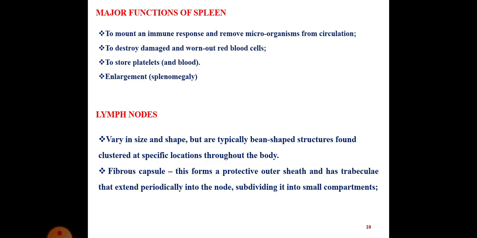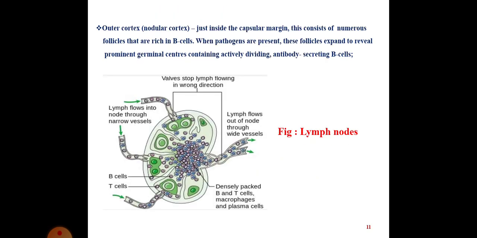These lymph nodes vary in size and shape, but they are typically bean-shaped structures found clustered at specific locations throughout the body. Fibrous capsule: this forms a protective outer sheath and has trabeculae that extend periodically into the node, subdividing it into small compartments. Then the outer cortex or the nodular cortex is present just inside the capsular margin. This consists of numerous follicles that are rich in B cells.